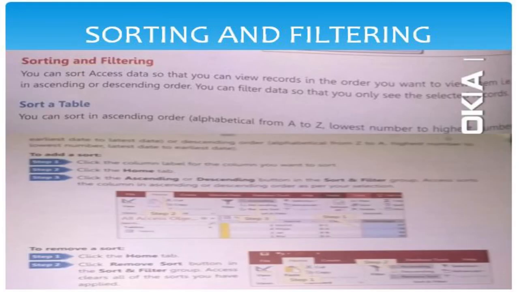Next one is sorting and filtering. Sorting means to arrange data in ascending or descending order. Let us see how to do it. Right click on any field name and select from the options, sort ascending to descending, or sort descending to ascending. Or one more option is there: click on the home tab and there are ascending and descending options in the sort and filter group. From there also we can sort.